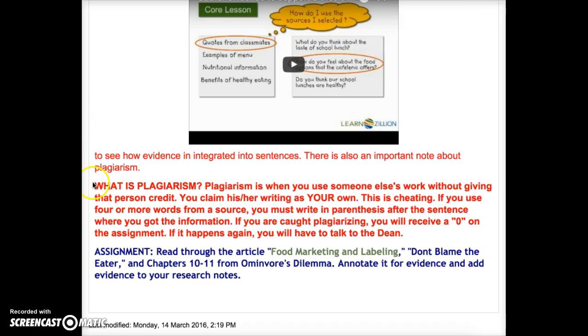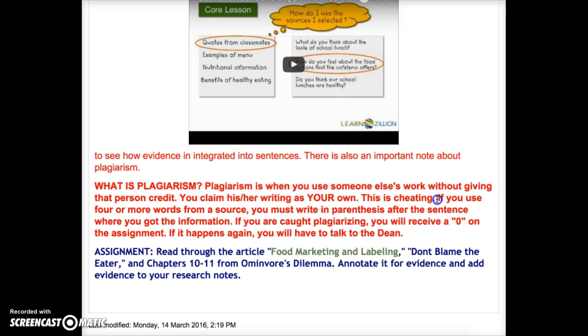I also want to take this opportunity to address plagiarism because I cannot emphasize enough what a big deal plagiarism is and how significant it is. You really need to know about this. When you use someone else's work or someone else's ideas without giving them credit, you are then claiming that person's writing as your own, and this in the United States is considered cheating.